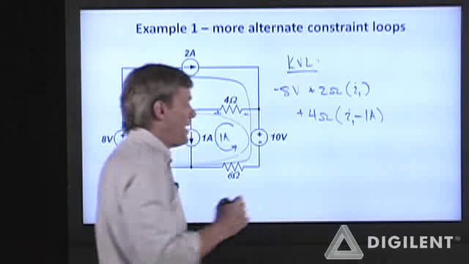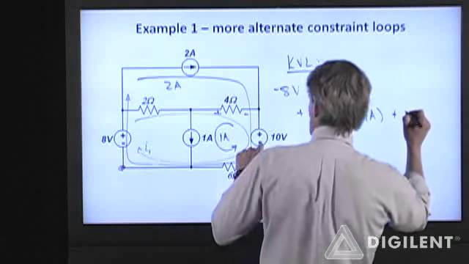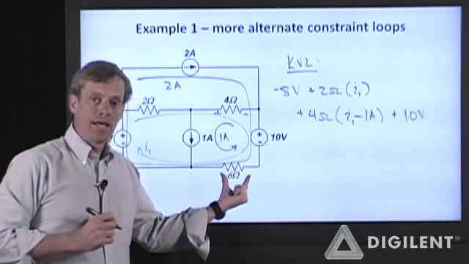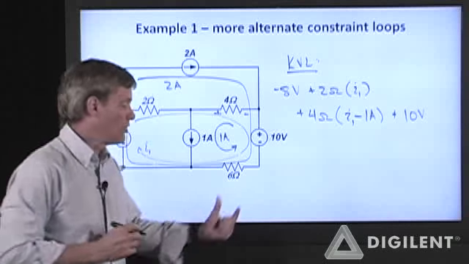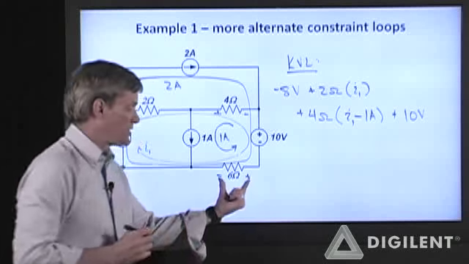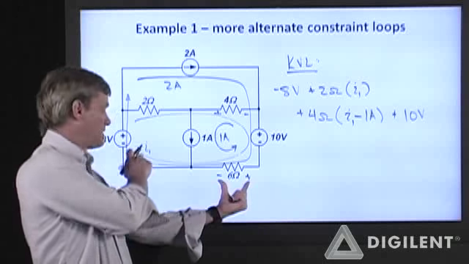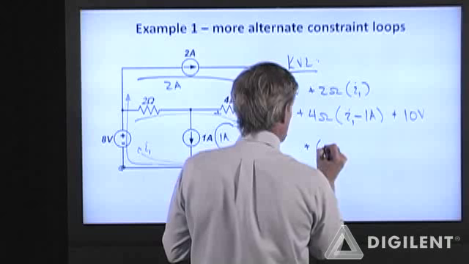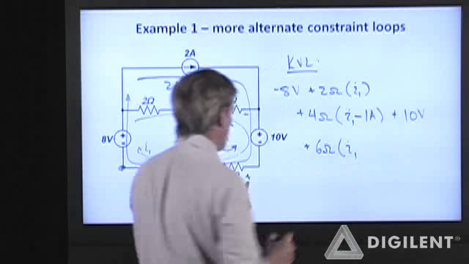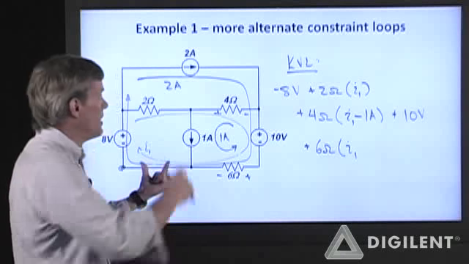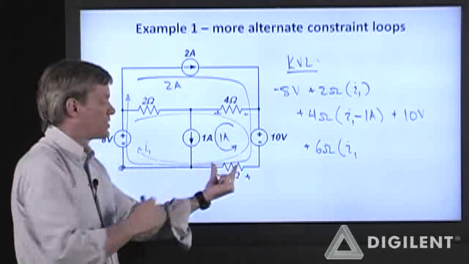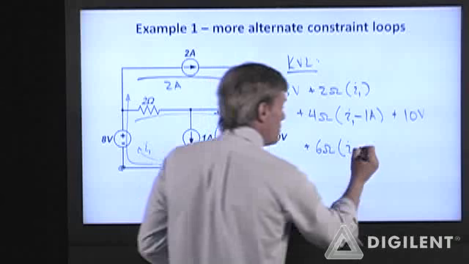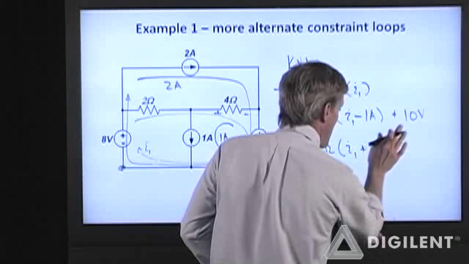Here, I still encounter my positive voltage terminal of this 10 volt source first. Now going down, my final element is this 6 ohm resistor. Its voltage polarity is plus minus relative to I1. So its voltage drop is plus 6 ohms times I1, a positive contribution. I have a 2 amp constrained current going through this one. It is entering the positive voltage node, so I have a plus 2 amps.